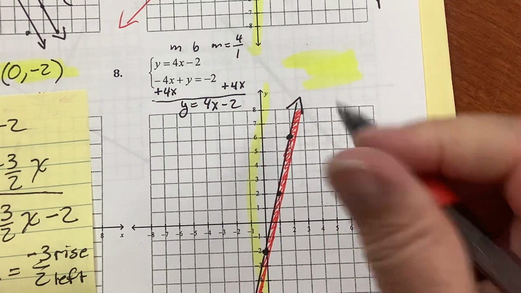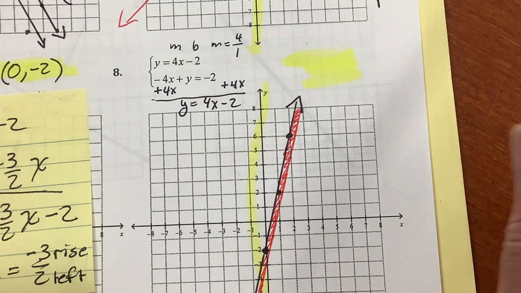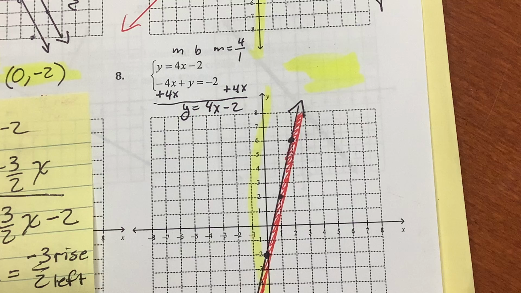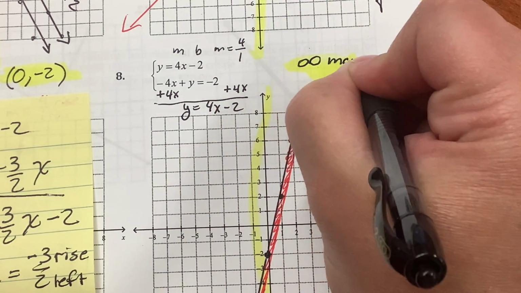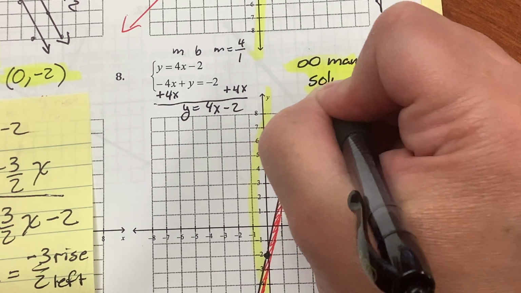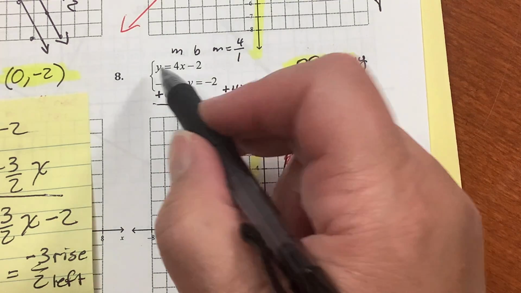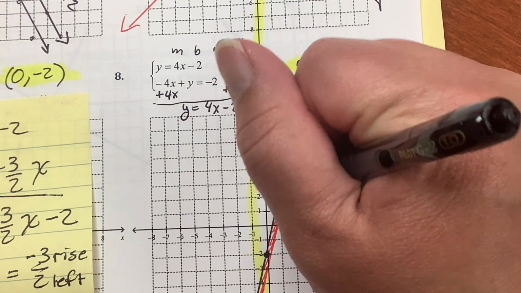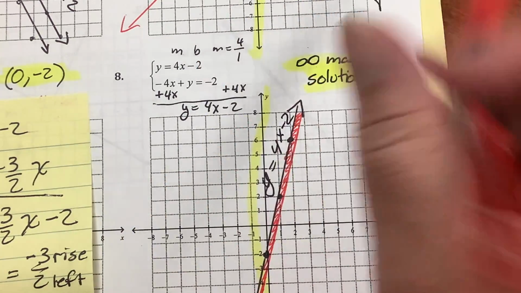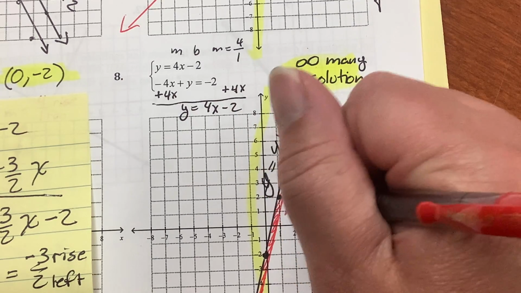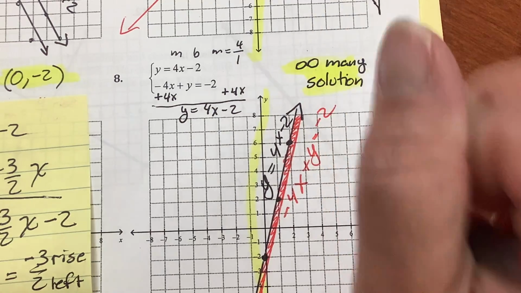There we go. And now I know these are equal to each other. This is going to be, don't write in red, infinitely many solutions. Now I just have to write both these equations on the line. The top one, which was y equals 4x minus 2, and the red one, which is the original equation again, negative 4x plus y equals negative 2.